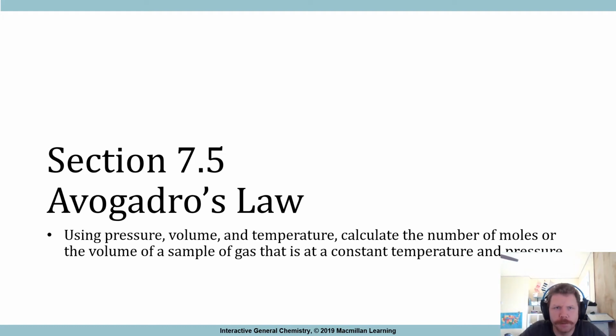All right, everybody, here we are for section 7.5, which is Avogadro's Law. This is continuing in chapter 7, our gas laws chapter. What Avogadro's Law is that, using pressure, volume, and temperature, you can calculate the number of moles or volume of a sample of gas that is at a constant temperature and pressure.